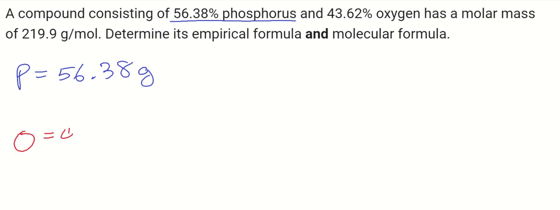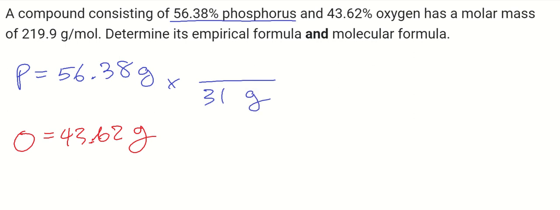All right, so oxygen is 43.62%, and if we had 100 grams of the compound, we would have 43.62 grams of oxygen. Again, the reason we did that is to get moles. If you look on the periodic table, phosphorus, you don't need to be too exact on these because we're looking for chemical formulas, so we can just round if it's pretty close to a whole number. 31 grams per mole, and so that's going to cancel out.